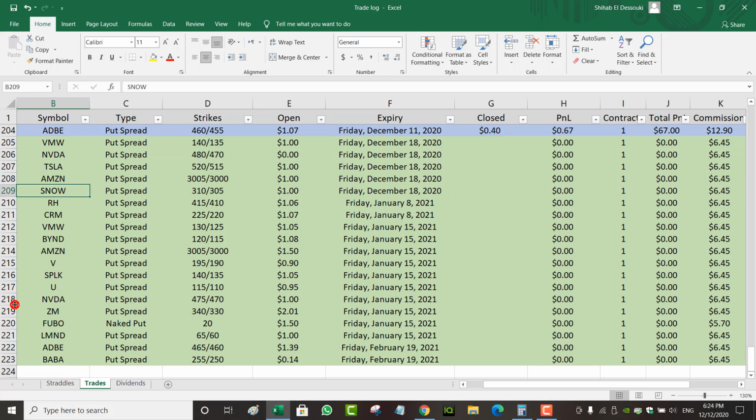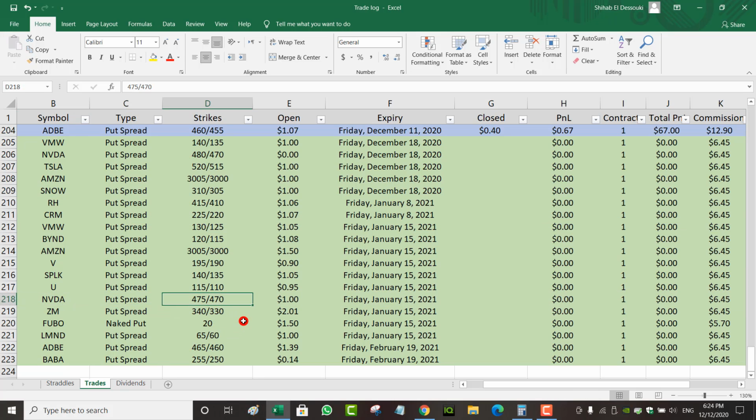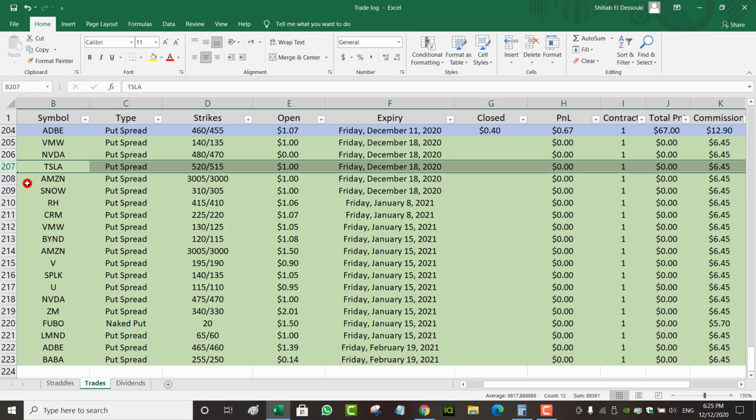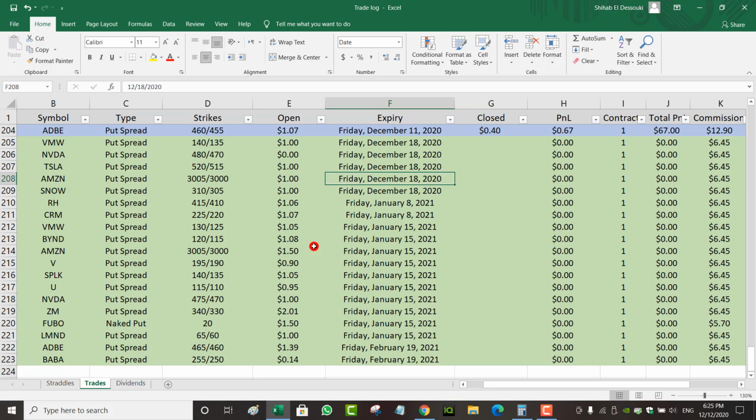Where's Nvidia? I have another Nvidia, this one here. This was because of last week when it dropped a bit. I went to 475, 470 to January 15. I could have gone further, but I sold it too early, and then Nvidia dropped even more afterwards, so I didn't get the best entries. Same thing for Tesla, same thing for Amazon. Got Amazon 3,005, 3,000 for next week, collected $1, December 18 expiry.